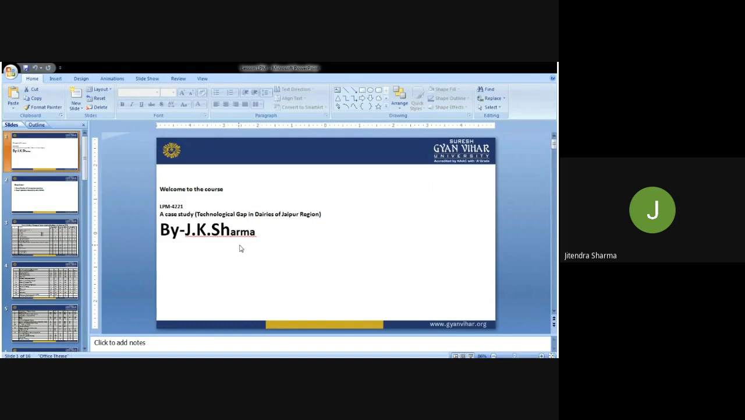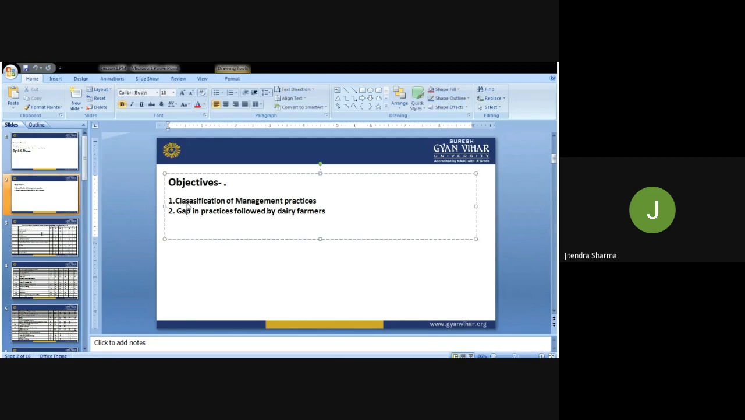Good morning, friends. Good morning, students. Now I'll start discussing a case study on technological gap in dairies of Jaipur region. The objective of this case study is to see the classification of management practices laid down by various scientists and available in the textbook of Dr. G.C. Banerjee, what the implementation level by the farmers is, and what gap we have found in the dairies of the Jaipur region.